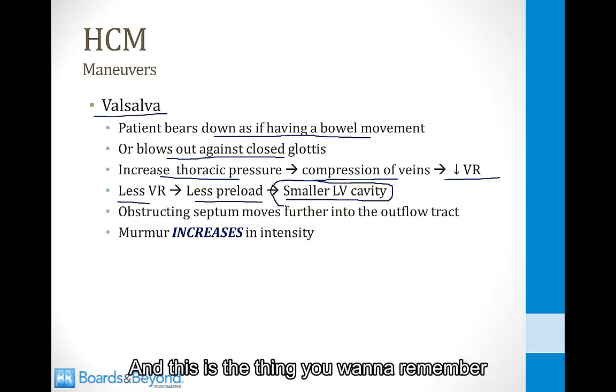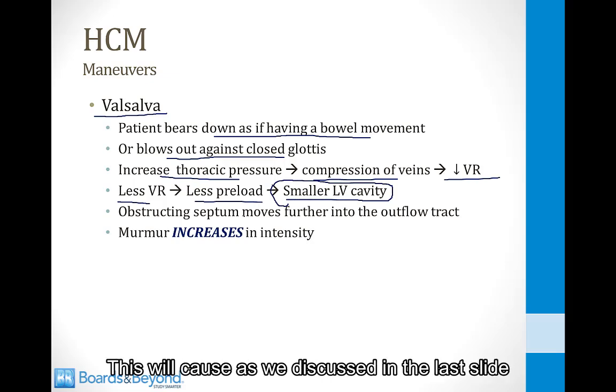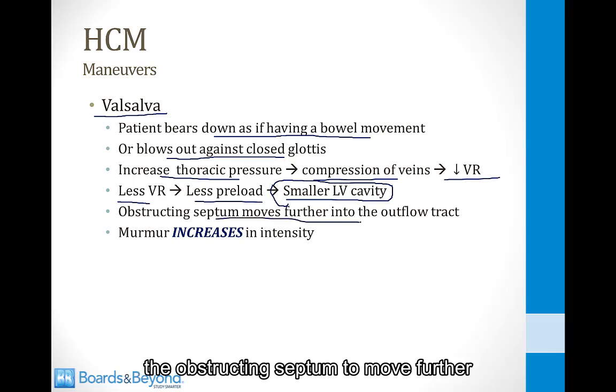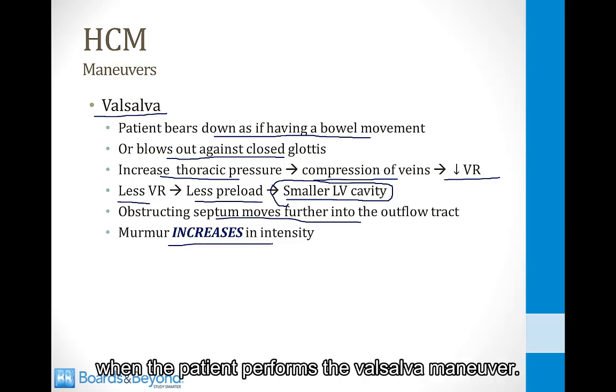And this is the thing you want to remember about the Valsalva maneuver. This will cause, as we discussed in the last slide, the obstructing septum to move further into the outflow tract, and therefore the murmur will increase in intensity when the patient performs the Valsalva maneuver.